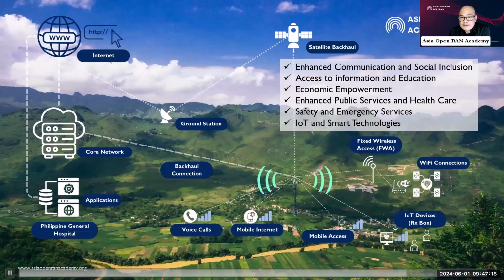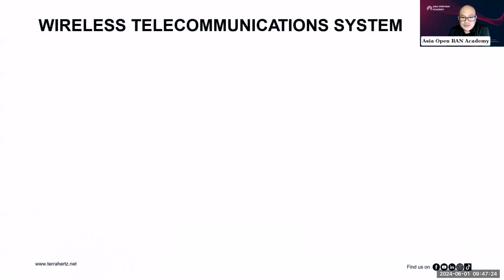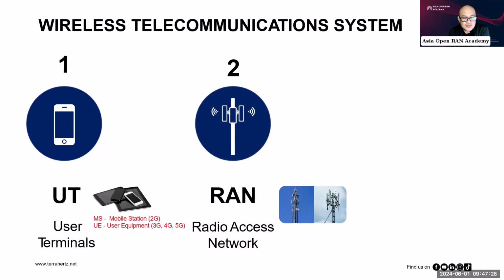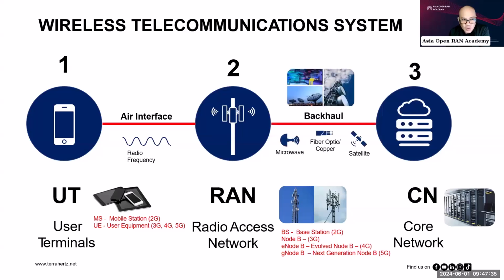Okay? So, what are the different wireless telecommunication solutions? So, balikan lang natin ng konti. So, wireless telecommunication solution, ito yung binanggit ni Ms. Dika kanina. So, meron tayong user terminal, radio access network, and core network. So, whenever we deploy a radio access network or a wireless telecommunication system, kailangan natin lagi itong tatlong to. User terminals, radio access network, and then core network. Okay?